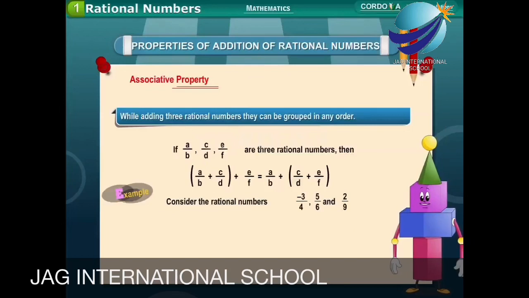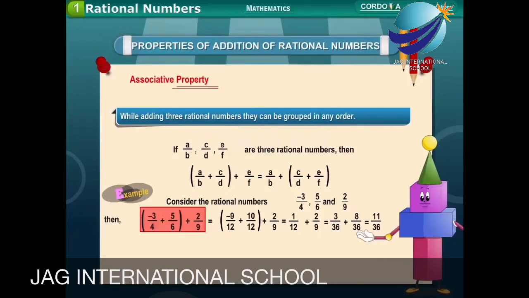Example. Consider the rational numbers -3/4, 5/6 and 2/9. Then (-3/4 + 5/6) + 2/9 = (-9/12 + 10/12) + 2/9 = 1/12 + 2/9 = 3/36 + 8/36 = 11/36.